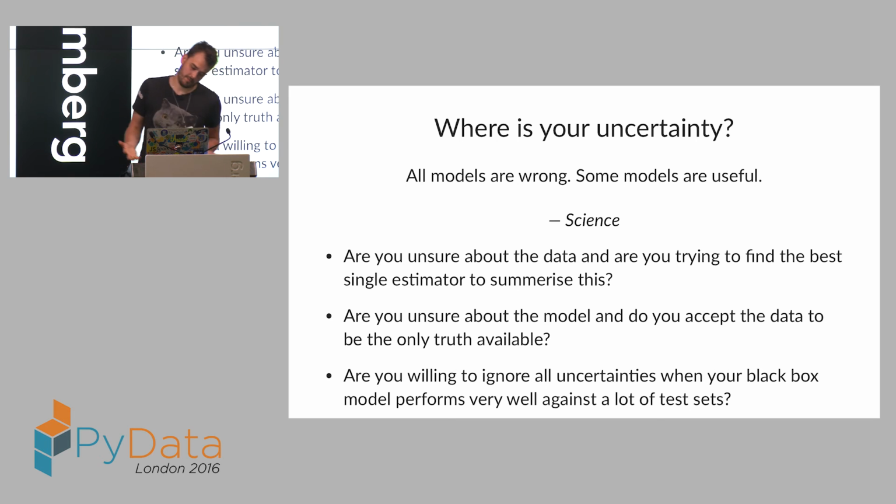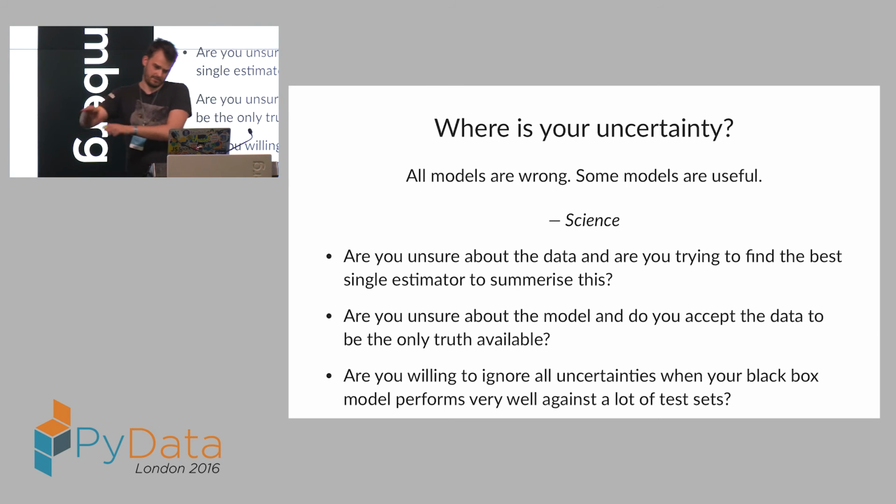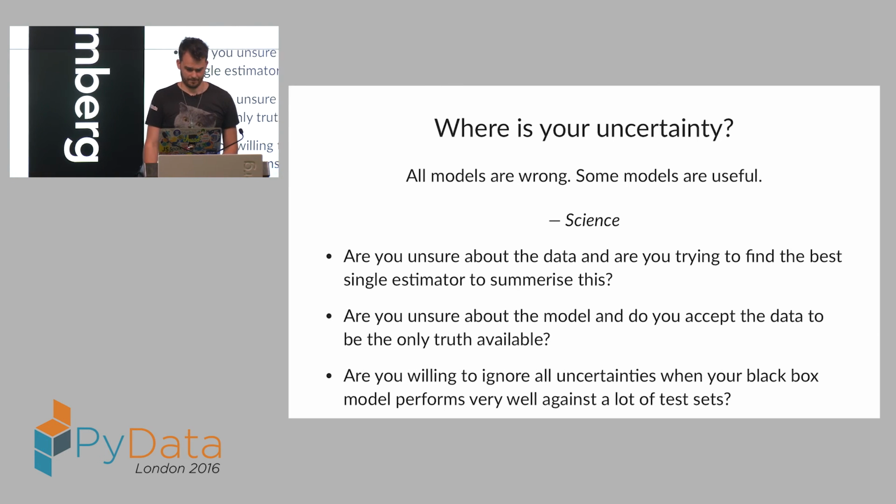You can also say, well, I'm unsure about my model, and I accept my data to be the only ground truth. In that sense, the data is the truth. And you will then say, well, I'm not sure about my lambda, but it's probably in this region, and I have some probability distribution, which I think is the best way to describe the uncertainty that I have.